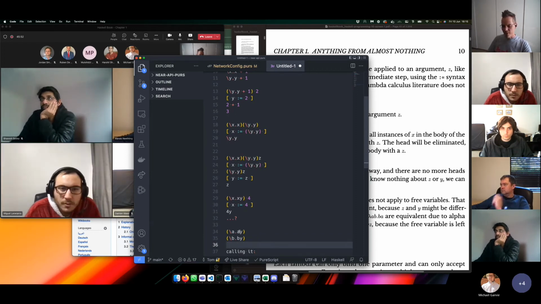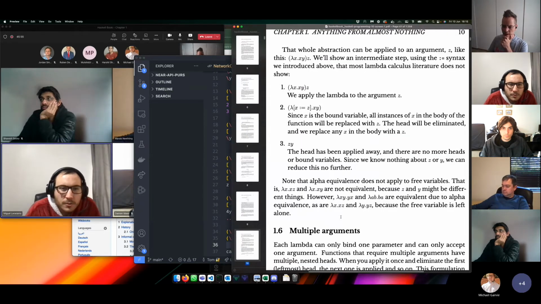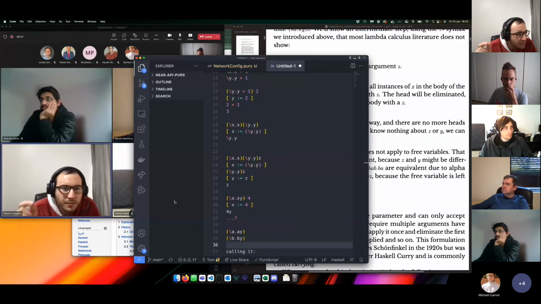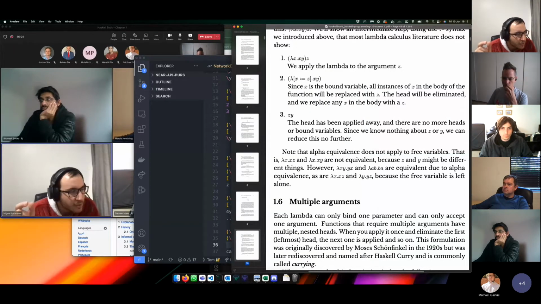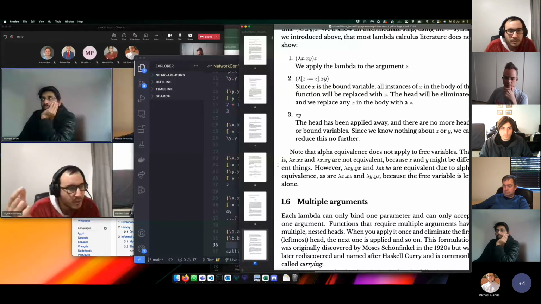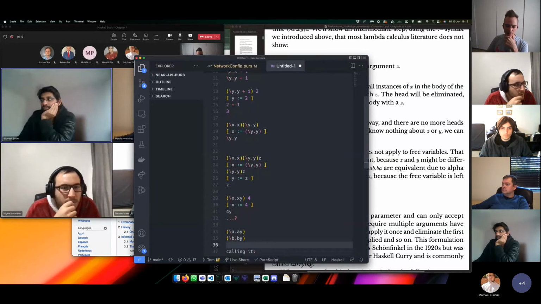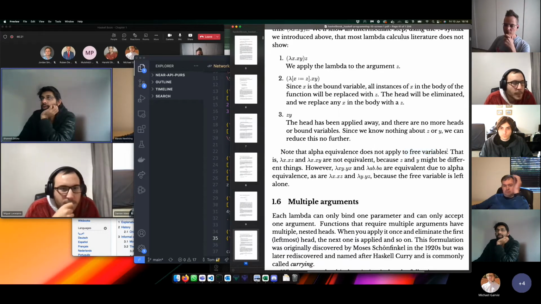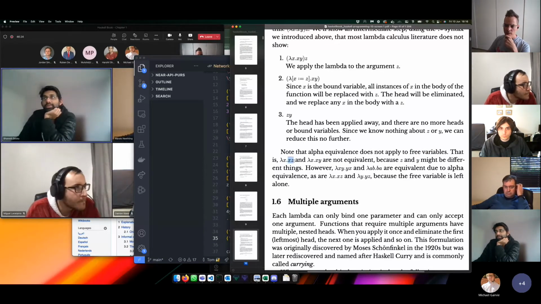I don't know if the story of these free variables, whether they are the same thing. From what the book says, it should be. So as long as the free variables name the same thing, it should be the equivalent. Because the minute the variables name something different, it could represent something else. Okay, yeah, that does make sense to me. So it means that the free variable called y here is universally the same free variable called y. Yeah, okay. So it does not apply to free variables. That is, x, z, and xy are not equivalent because x and y might be different. However, xy, yx, and abba are equivalent due to alpha equivalence.